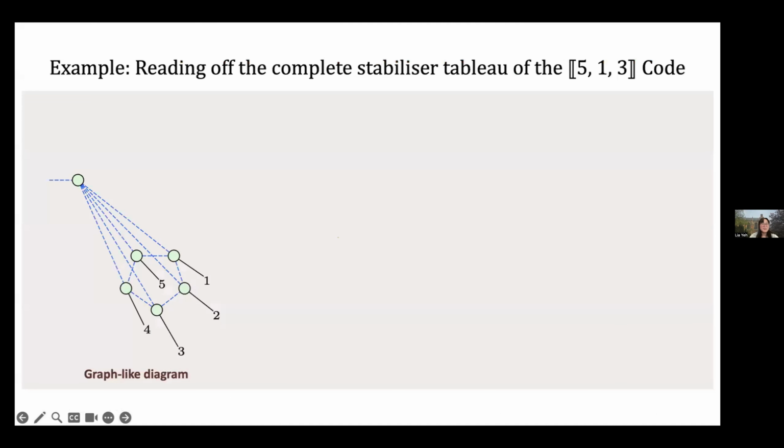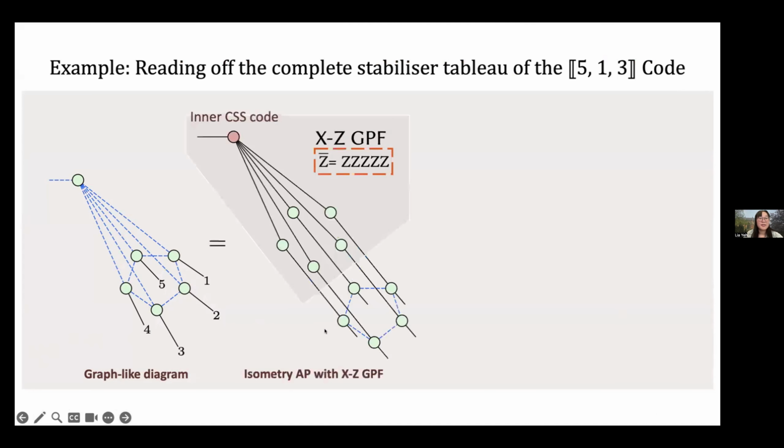An example would be much better. So here is the 513 code as an example. Here's a graph-like diagram. Actually, it is GSLC form already, but we don't have to go to GSLC form, just a graph-like diagram. The inner CSS code for the 513 code encoder is this. It's a bit trivial: just a red spider connected to five physical qubits, but these are just identities, with one input and one output. This is the X-Z GPF.